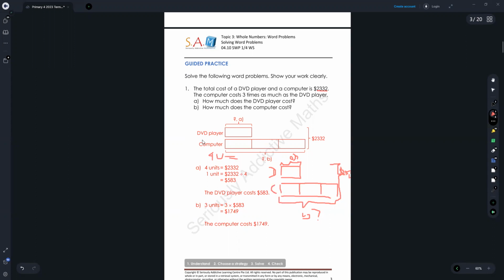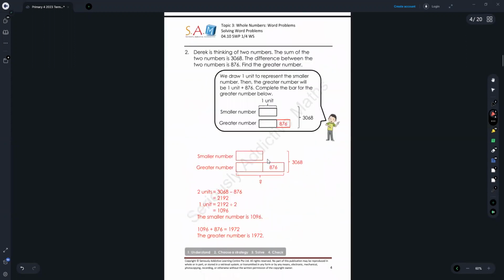Now let's look at the DVD player. How many units is a DVD player? DVD player is 1 unit. Right, you can write it out, draw it out like that if you're not able to see it. So therefore, DVD player costs 583. What about computer? 3 units, 3 times 583, right? So get them right straight. Then we do another one here, same thing, draw it up for them.